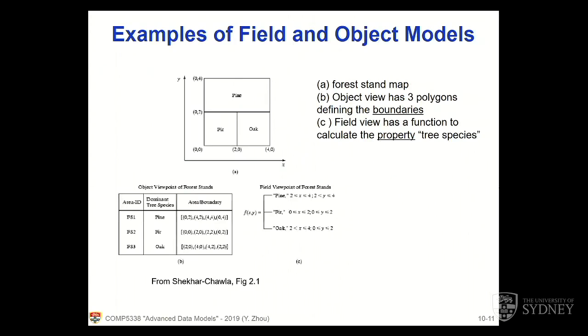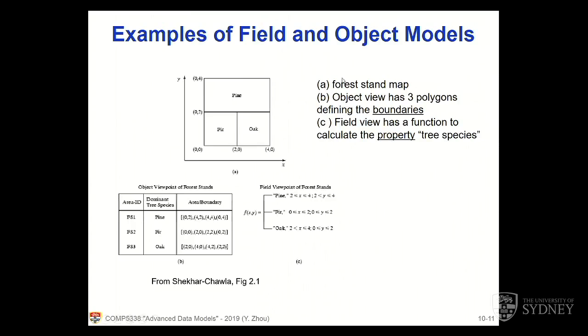Okay, so let's see an example of using field and object models on a forest stand. This is an example where we can use both. We have a forest, and in certain areas of the forest we have different plants, and we want to model in which part we plant pine trees, which part we have fir, and which part we have oak. Because here it's nicely separated, each area is a rectangle with a nice boundary, so we can use either the object view or the field view.